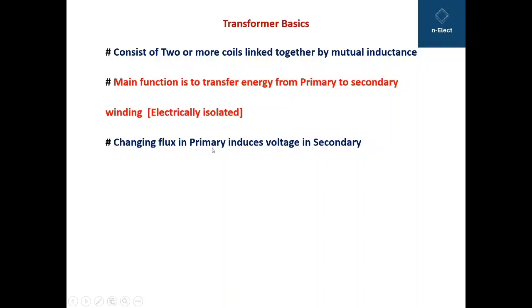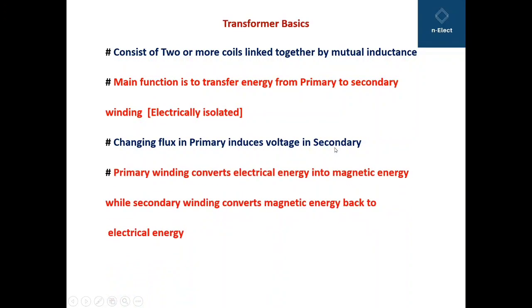Changing flux in the primary is responsible for inducing the voltage in the secondary winding. So the primary winding converts electrical energy into magnetic energy, while the secondary winding converts magnetic energy back to electrical energy. It is a two-way device, meaning the secondary can be used as a primary and vice versa.